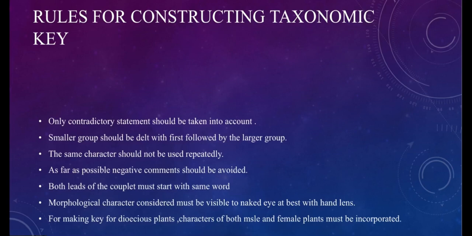Both leads of the couplet must start with the same word. The morphological character considered must be visible to the naked eye, at best with a hand lens. For making a key for dioecious plants, characters of both male and female plants must be incorporated.